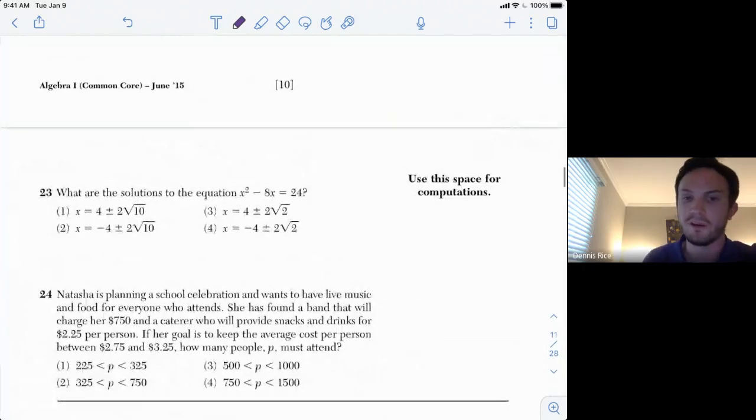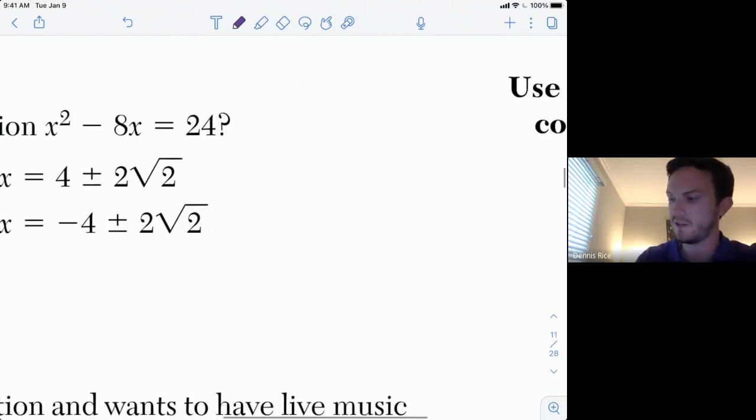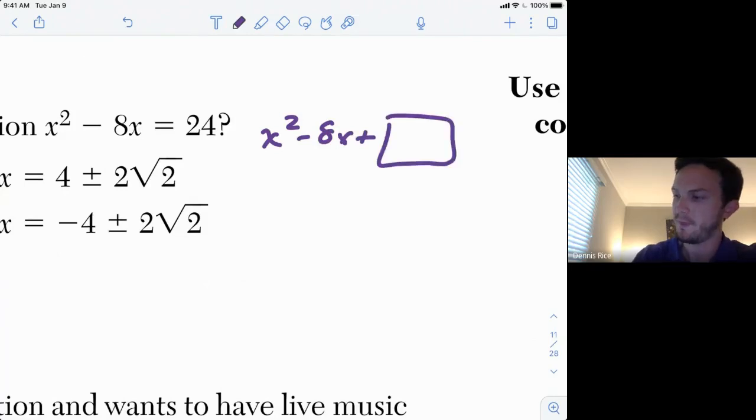All right, number 23. Am I even going to bother factoring? No, look at the choices. They're all radicals here. So I have one of two options. I could do CTS or I could do the quad formula. It's kind of set up nicely for CTS, so I'm going to go ahead and do that. I'm going to give myself some space.